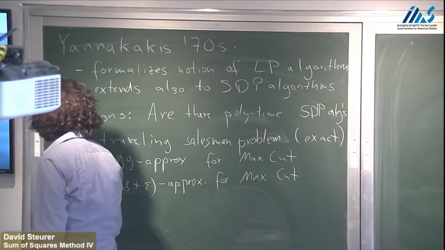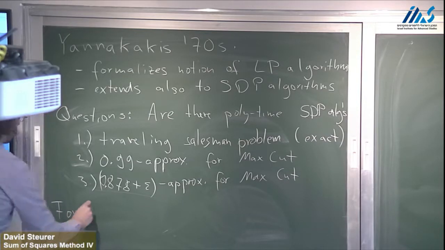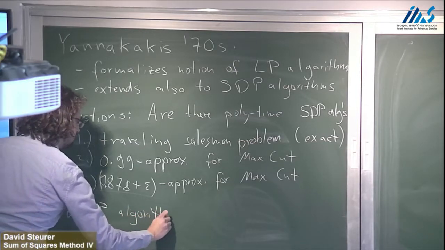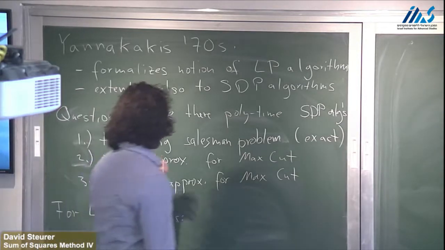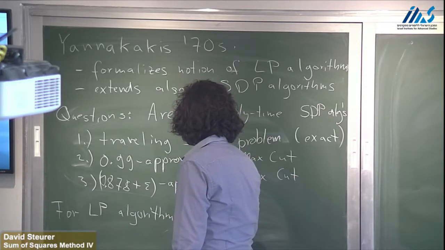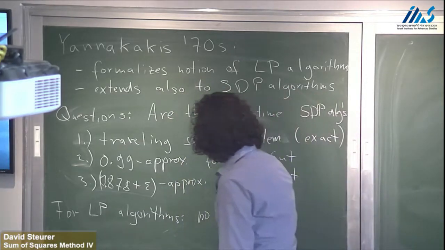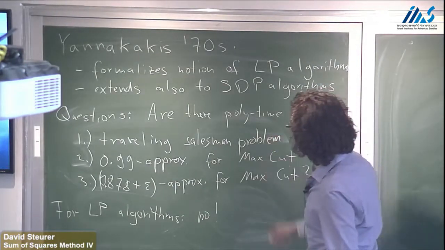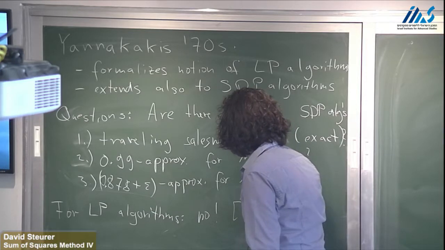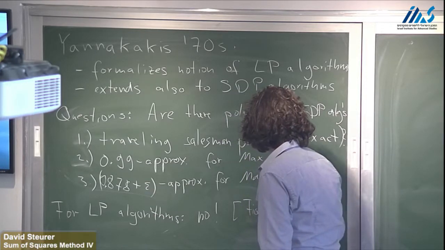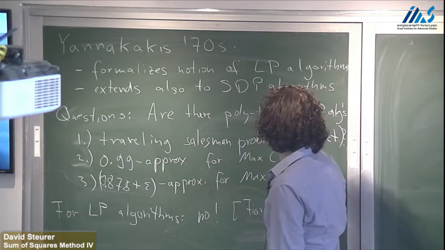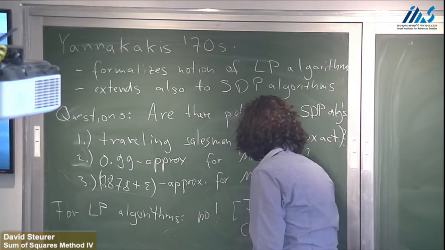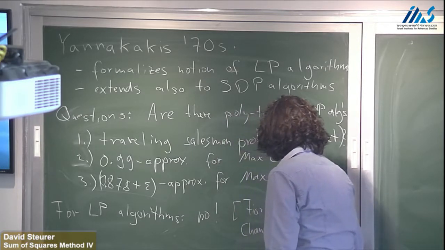Okay. And so what do we know about these questions? First, let's look at the same questions for LP algorithms. Here the answer turns out to be no for all the questions. For the first question, the answer is no by Fiorini et al. And for the last two questions, the answer was shown to be no by a paper of Chan, Lee, Raghavendra, and myself.